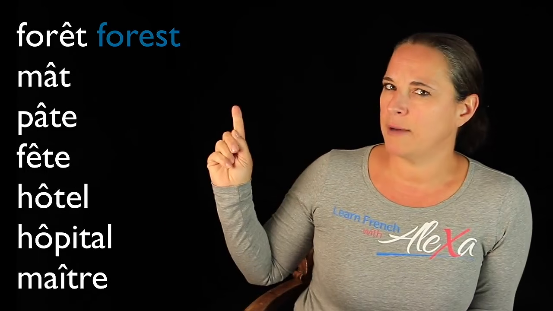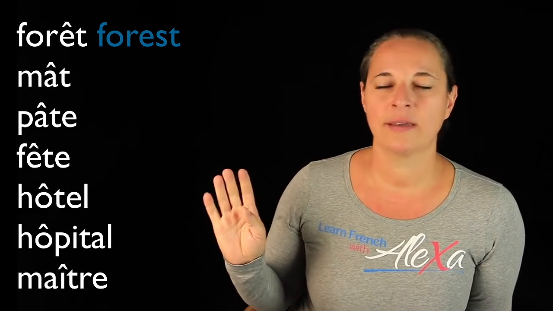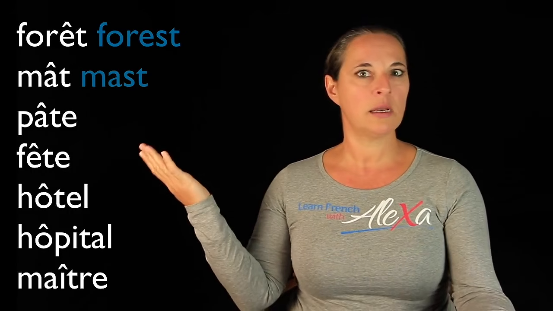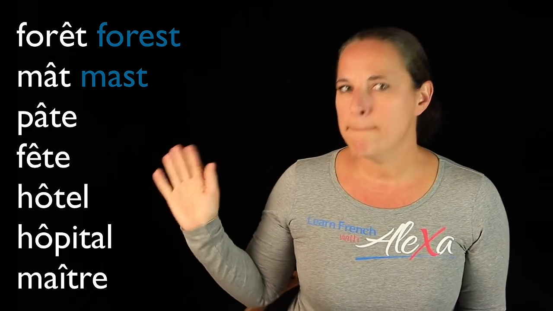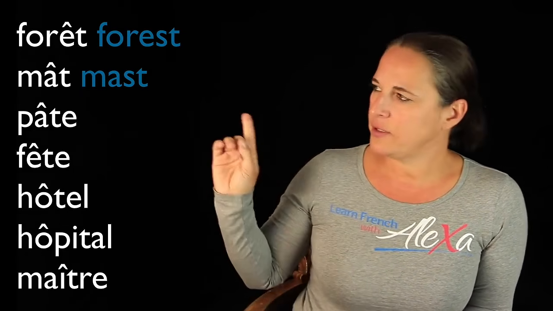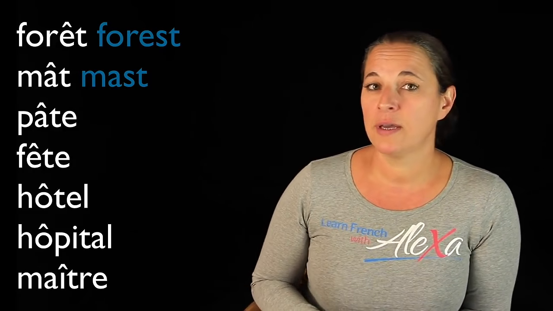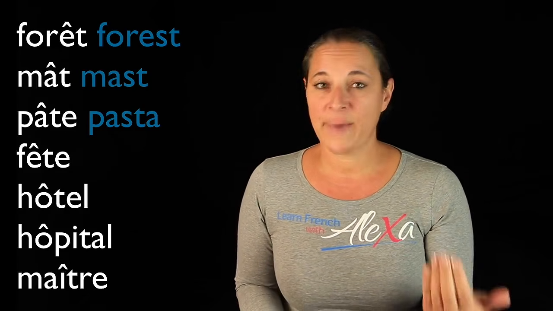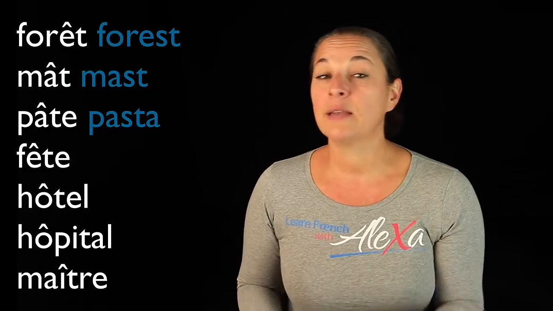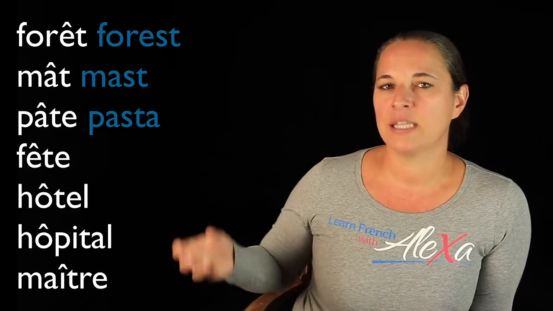Now have a look at mât. Now remember, where is the accent circonflexe? Yeah, on the A. Now put the S after the A. Mast. Ta-da! Mast, as in the mast of the boat. Okay, le mât. Have a look at pâte. Now pâte is slightly more tricky, but you could say paste or pasta, and that means dough as well. La pâte, it means pasta.